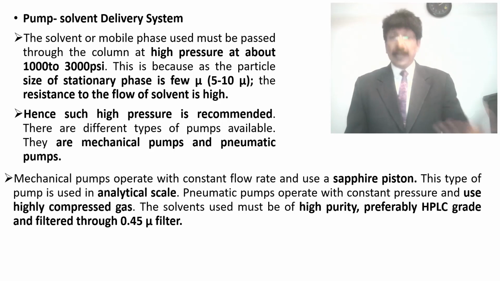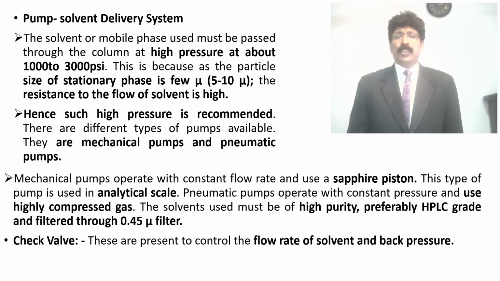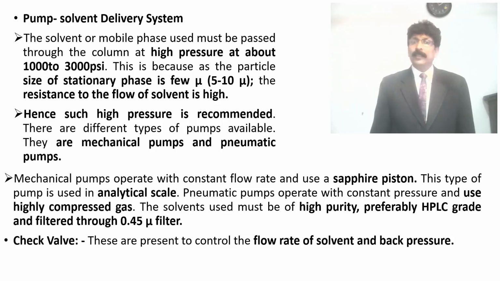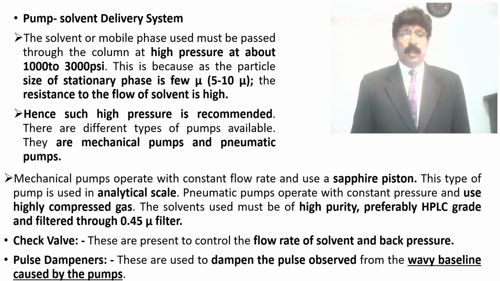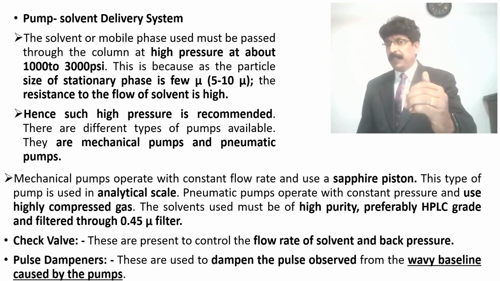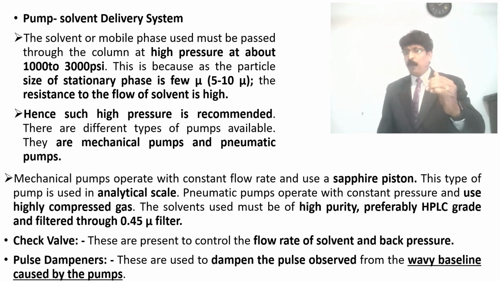By a membrane filter, we can filter it and then we can use it as a mobile solvent. Check valves will be there. These are present to control the flow rate of the solvent and back pressure. Pulse dampers dampen the pulse observed, that means they give a uniform flow.